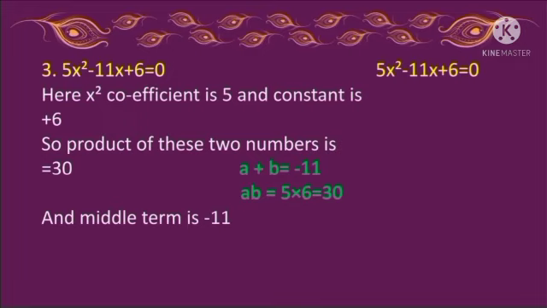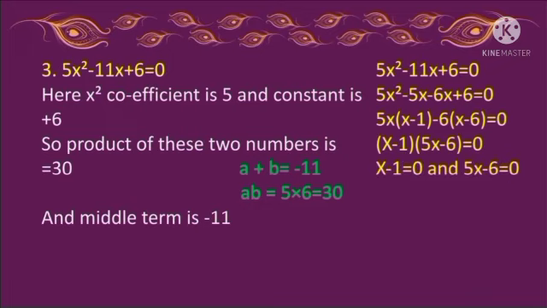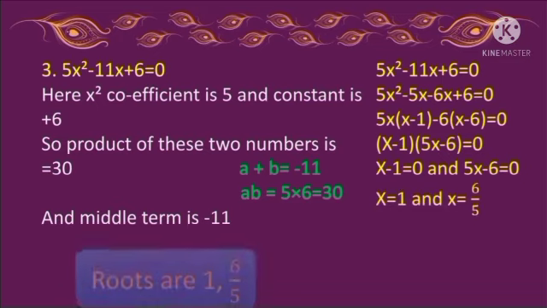I hope you understood the concept already. So here I am taking minus 5 and minus 6 as the suitable factors for this quadratic equation, and rewriting like this: 5x square minus 5x minus 6x plus 6 is equal to 0. I have taken 5x as common, so writing like this, x minus 1 into 5x minus 6 is equal to 0. So x minus 1 is equal to 0 and 5x minus 6 is equal to 0. x is equal to plus 1 and x is equal to 6 by 5. So the roots are 1 and 6 by 5.